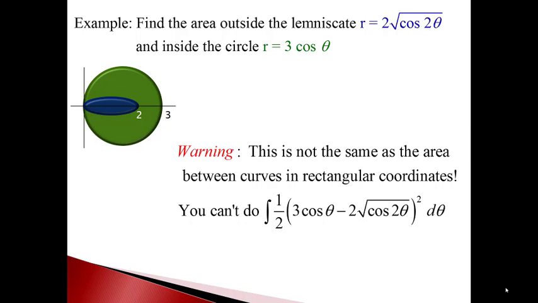You may find that the solution is quite lengthy when we need to find the right limits of the integral in the above example. But remember that this is different from finding the area between two curves in rectangular coordinates, and we cannot use the formula the integral of 1/2 of 3 cosine theta minus 2 square root of cosine 2 theta squared, which is the outer curve minus the inner curve.